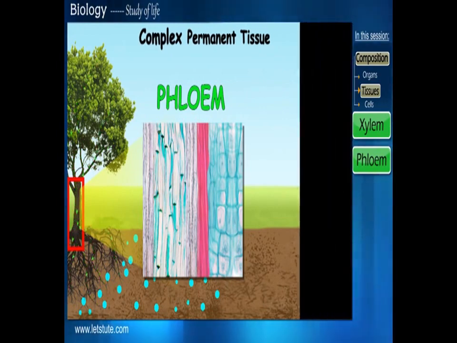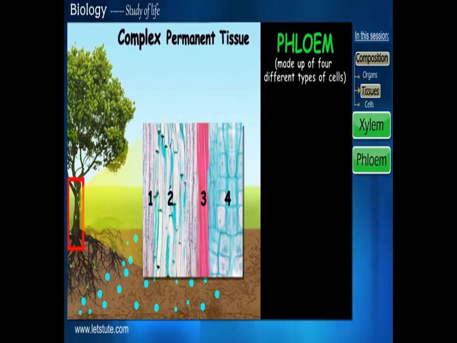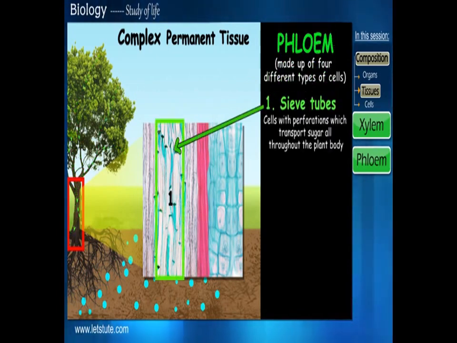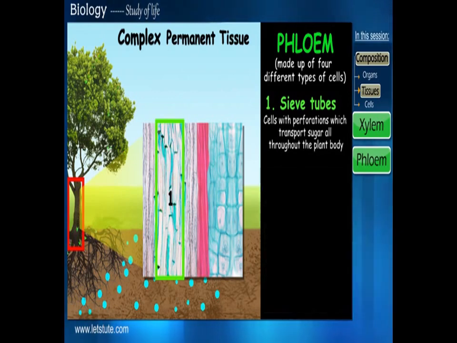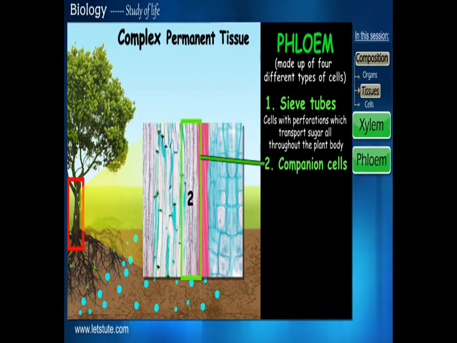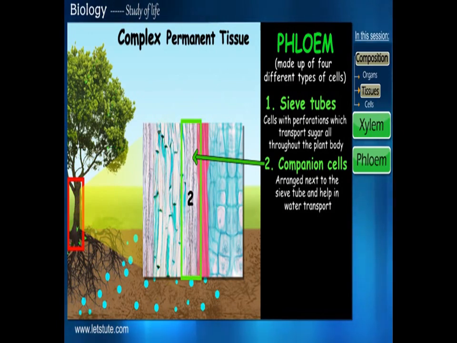Again, since it's a complex tissue, it is made up of four different types of cells. The first and the most important type of cells in this type of tissue are the sieve tubes, which are attached from end to end. Just as the name suggests, sieve means something with perforations. And because of these perforations, sugars are transported all throughout the plant body. To accompany them in this same function, there are the second type of cells, that is the companion cells, which are arranged next to the sieve tubes.